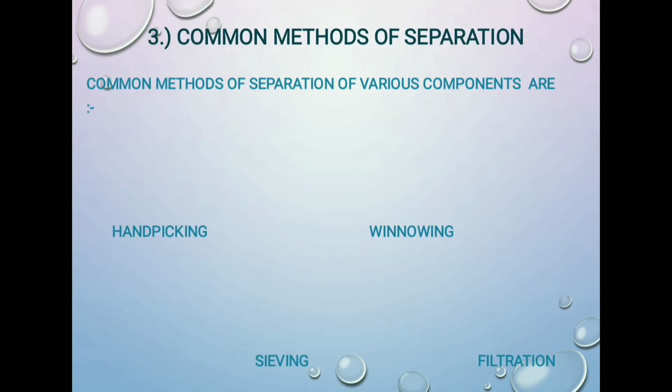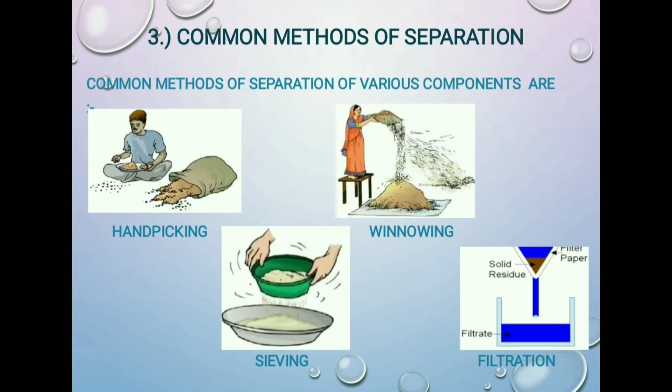Our next topic is common methods of separation. Separation of mixtures can be done by many simple or common methods, like you can see in the picture. First is hand picking, second winnowing, third sieving, fourth filtration. Apart from it, decantation and sedimentation are some more common methods which are used in our day-to-day life for the separation of various components of a mixture.